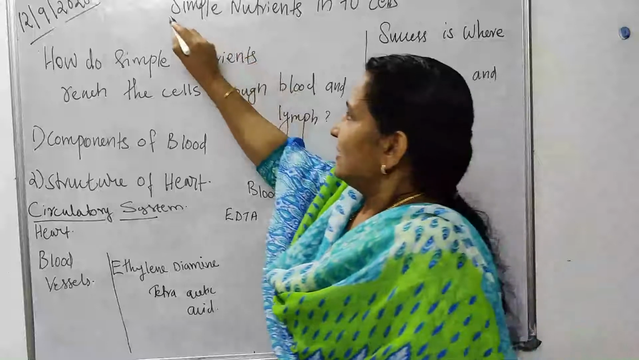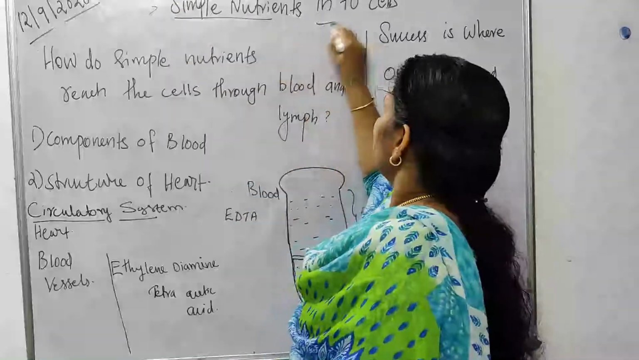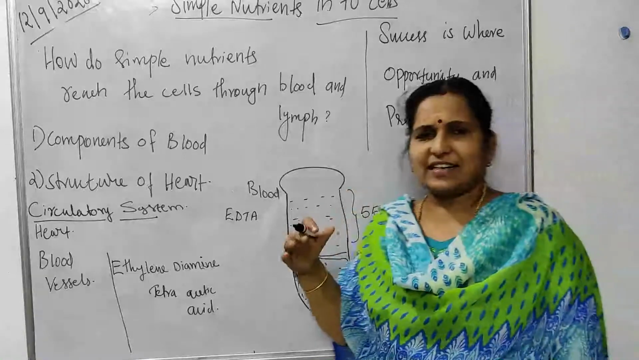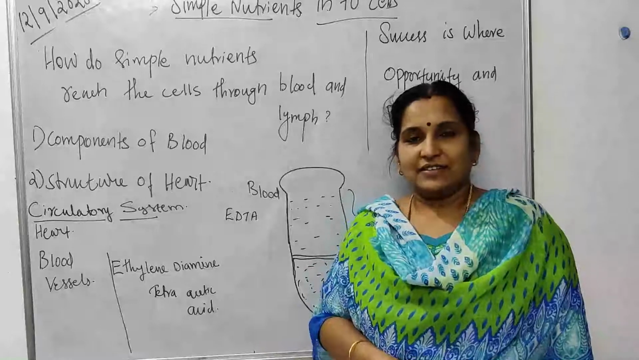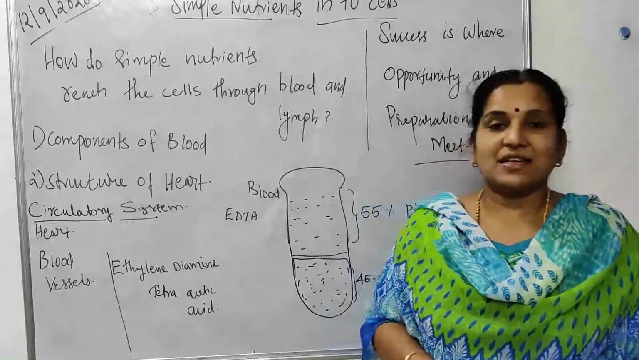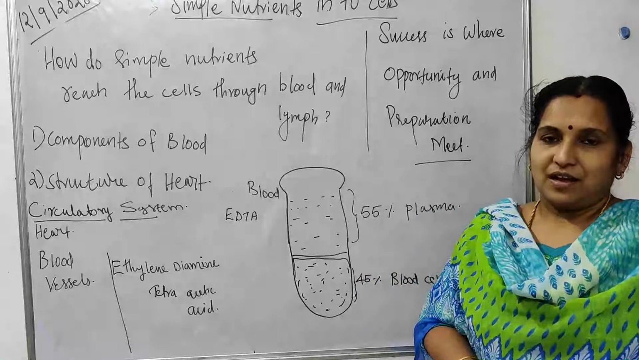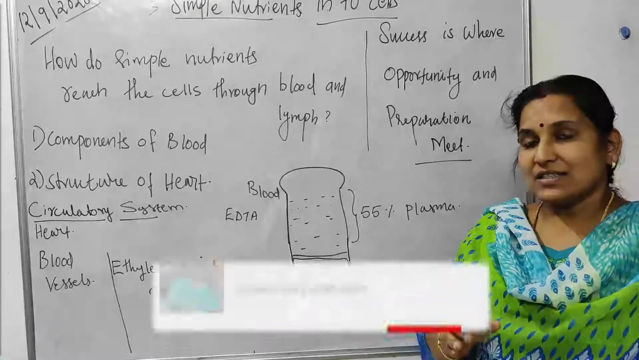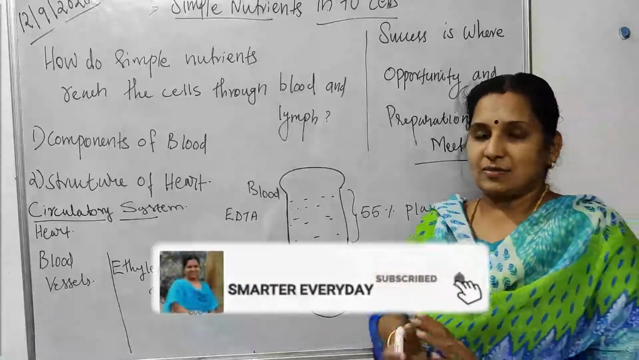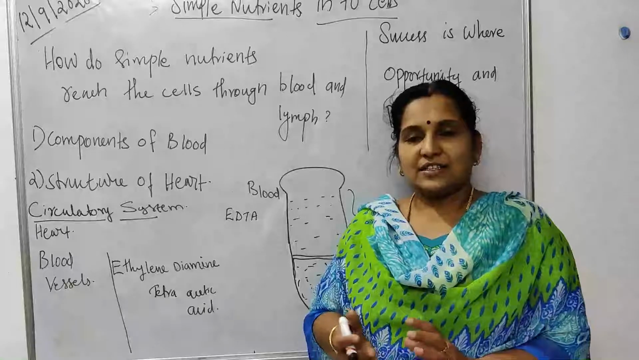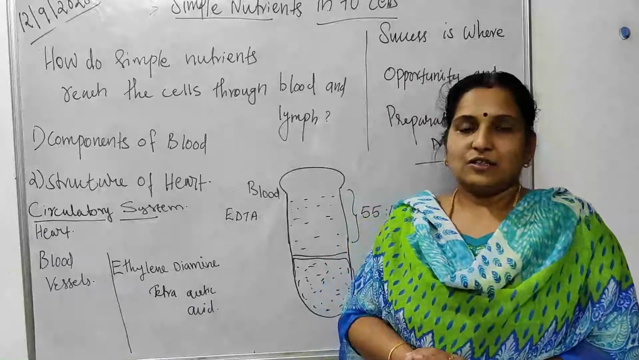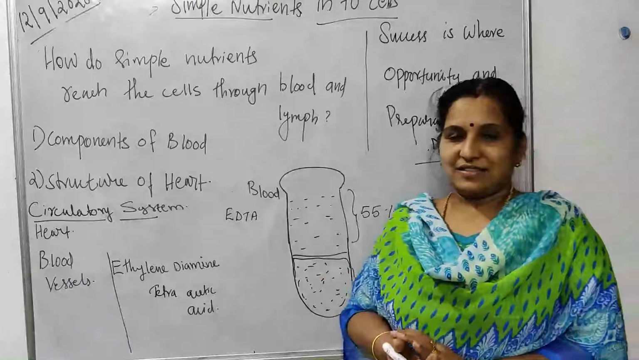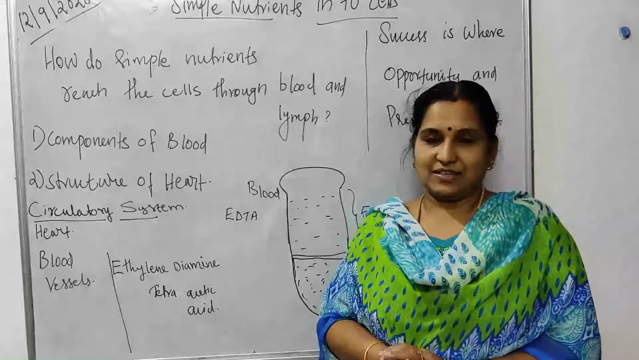Okay, the third lesson is simple nutrients into cells. Based on your second chapter, we studied that the process of digestion completes in the small intestine. How do these nutrients reach various parts of our body? They reach various parts of our body through blood. The blood is carried by blood vessels, which we also studied.